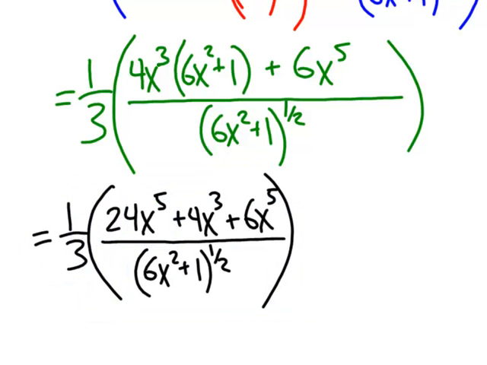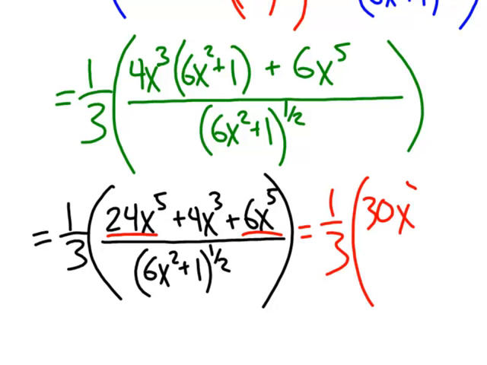I'm going to try to squeeze another one on this line here. So let's combine the like terms. We've got that and that. That's going to give me 30x to the 5th plus 4x cubed. And don't worry, we're nearing completion. There's just one or two more things I want to do.